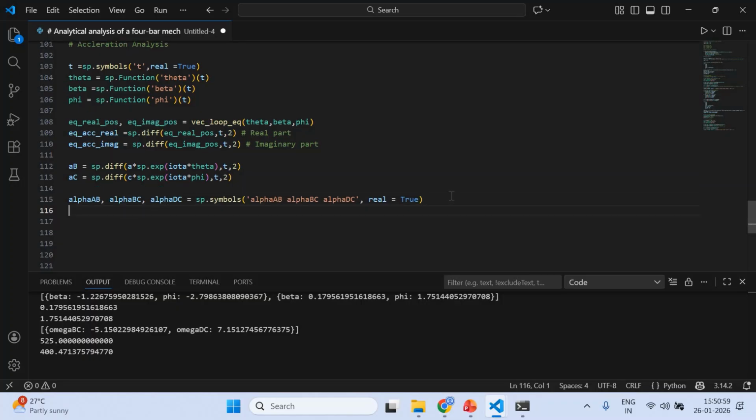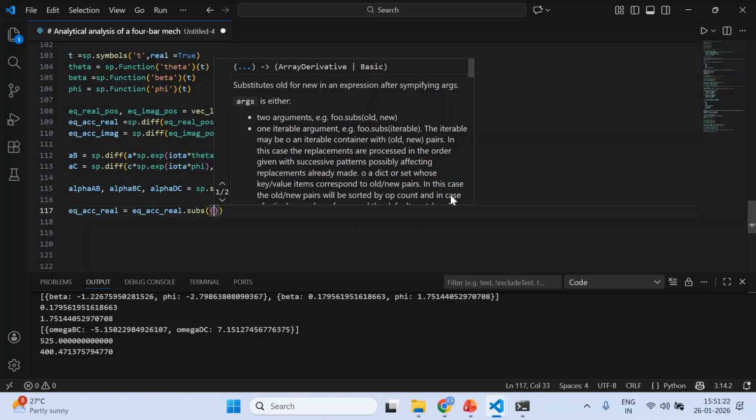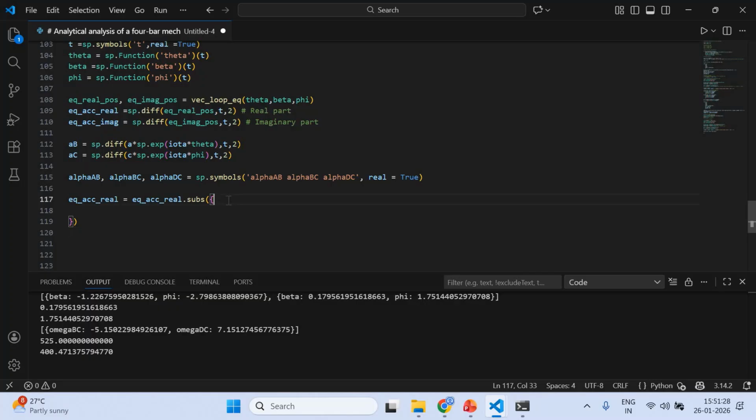So real equal to true. Now after this we will simply make the substitution. So we are going to replace the double differentiation terms via the symbols. So here we have equation underscore real, then substitute, right? Now again take the bracket, then take this curly bracket, and just type it here.